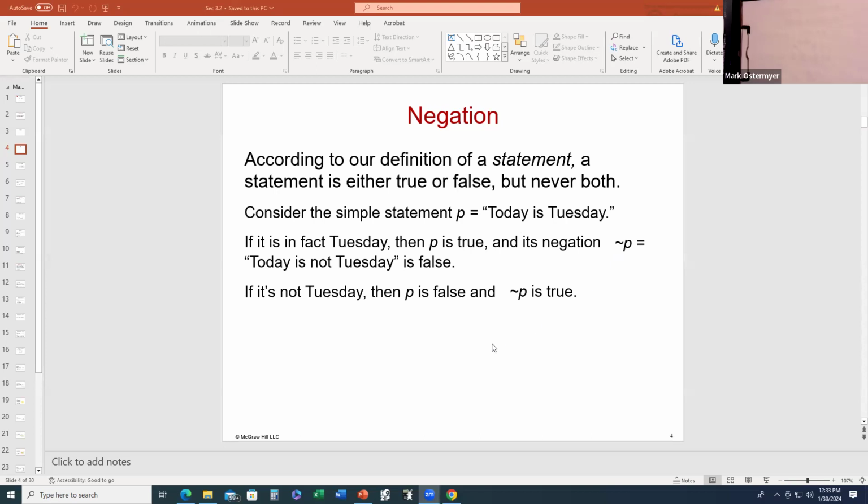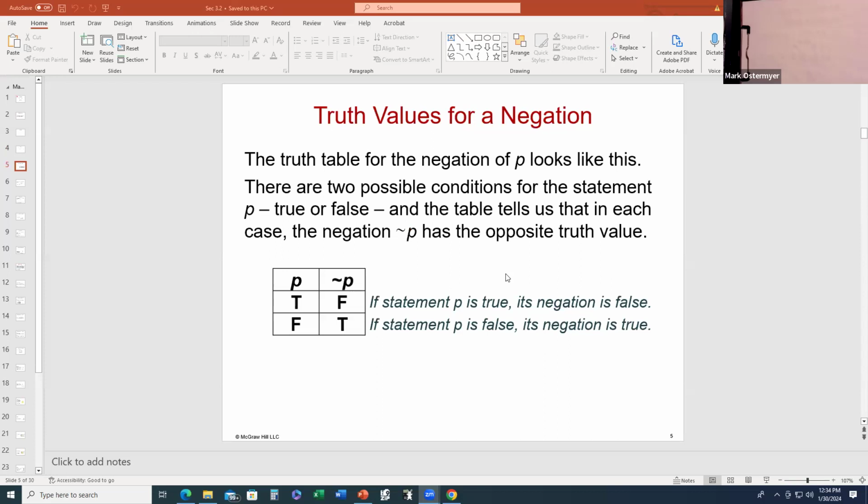If it was not Tuesday, then the simple statement P would be a false statement, and the negation of simple statement P would be a true statement. It just depends. This is what a truth table looks like for the negation. We have a column for our simple statement P's truth values, which are either true or false, and then a column for the negation of P. So the negation of true is false. The negation of false is true. Does that make sense so far?